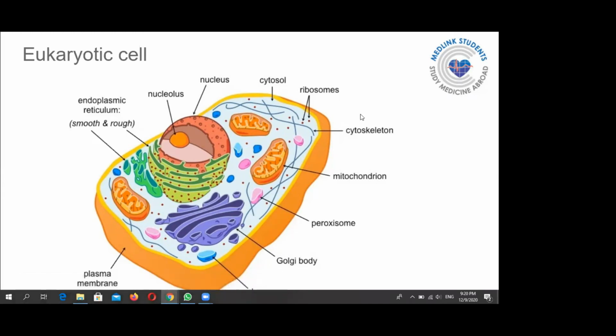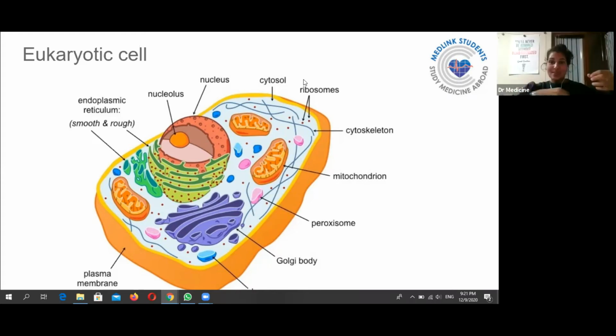Perfect. Okay. I think the difference is that in the rough endoplasmic reticulum, we have ribosomes attached on, and smooth endoplasmic reticulum not. So that's why I would say that in the rough, protein synthesis happens, and in smooth not. Exactly, spot on. Yeah, that's the main difference.